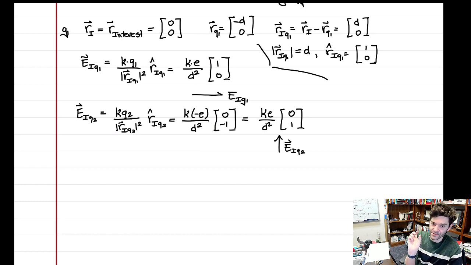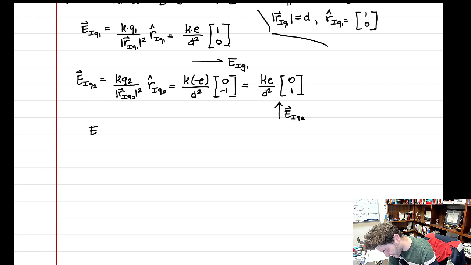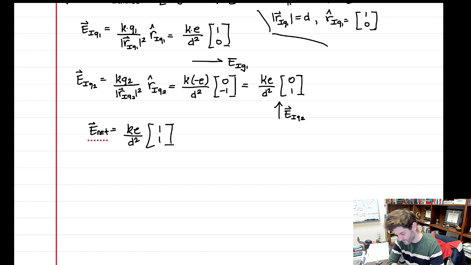Which again, that direction matches the direction of the force. If I were to put a tiny little positive charge at the origin, it would feel itself pulled upwards towards the negative. So I expect the electric field to point upward. Then E net is just the sum of the two. So it looks like it's ke over d squared, 1, 1, when I add the two vectors together.